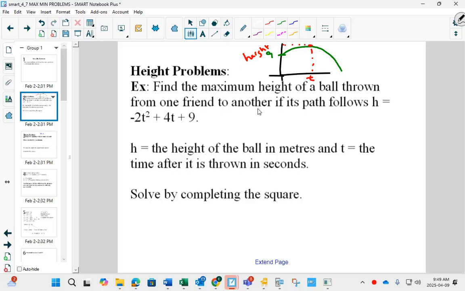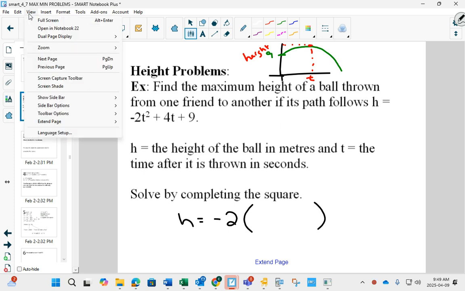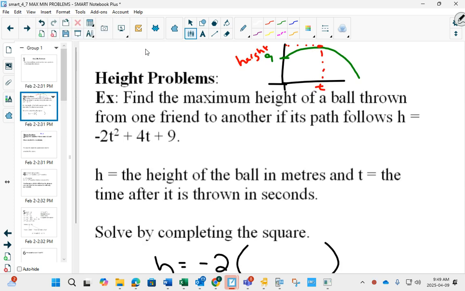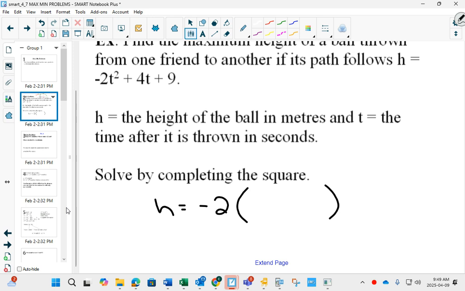And this is the easiest max-min word problem because they give you the equation. The harder ones that we'll get to, we have to make the equation, and then we have to find the vertex. So we solve by completing the square. H equals, we factor out the -2. We factor out the -2 out of this, and negative 2 out of a positive 4t would be -2t. Leave a space. Still have the +9 here. Leave a space.